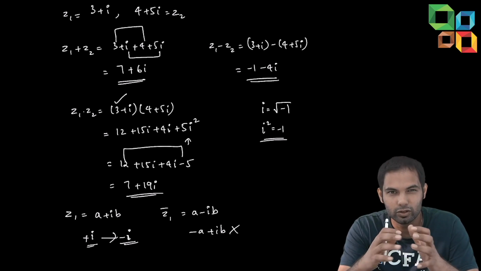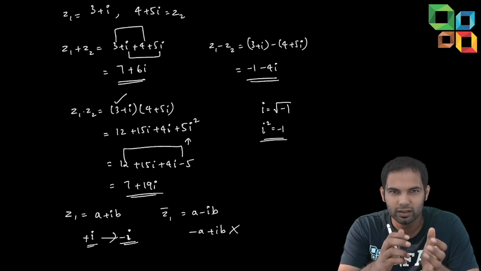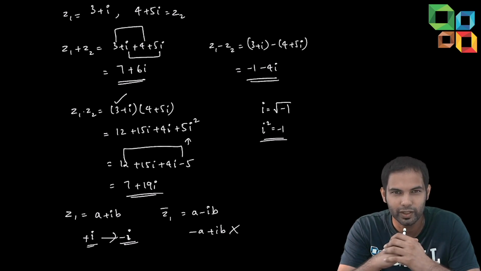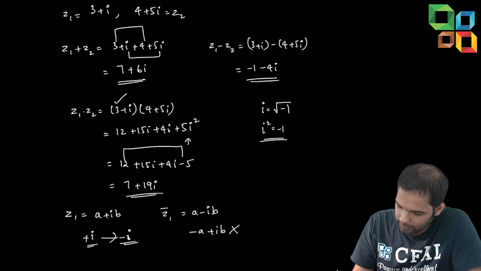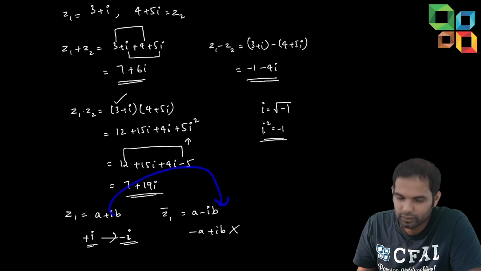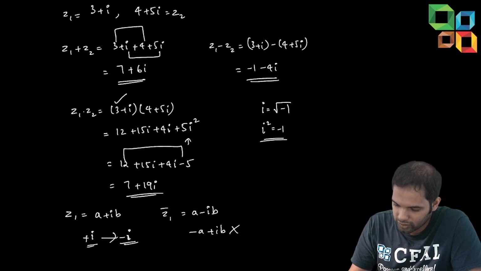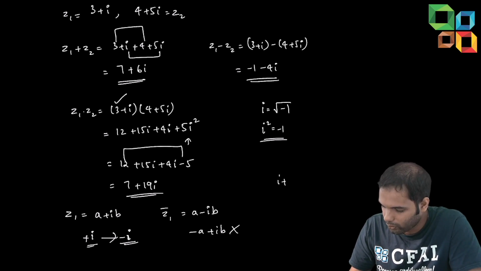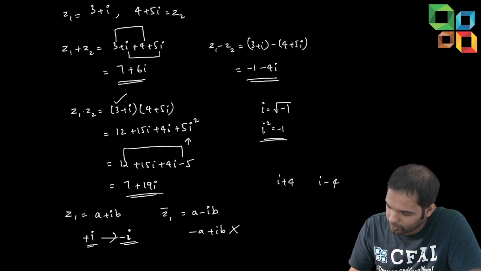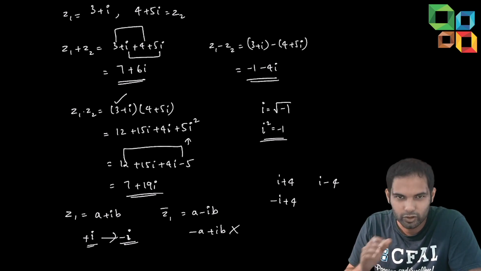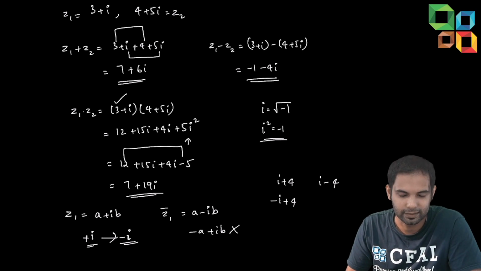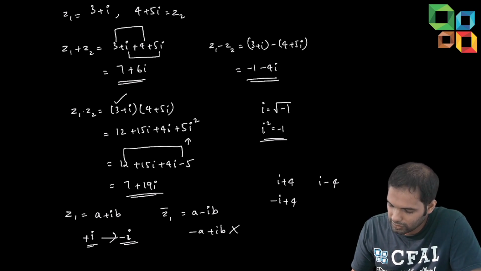There's no specific reason we took this as a convention; this is the definition of a conjugate. So for a plus ib, I write a minus ib as the conjugate. Suppose it is i plus 4; don't blindly write i minus 4 as the conjugate. It would be minus i plus 4. So we always change the sign of i itself. Now we know what a conjugate is.